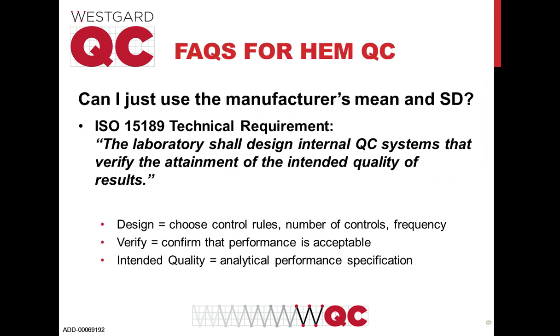One of the frequently asked questions about hematology QC is whether they can just rely on the manufacturer's information. If the manufacturer says, this is the mean and this is the standard deviation, you don't have to figure it out yourself, you just use their information. If we look at the global quality standard of ISO 15189, it says very clearly you have to design internal QC systems that verify the attainment of the intended quality results, and that language implies that you're doing your own calculations. You're not going to simply rely on the manufacturer.